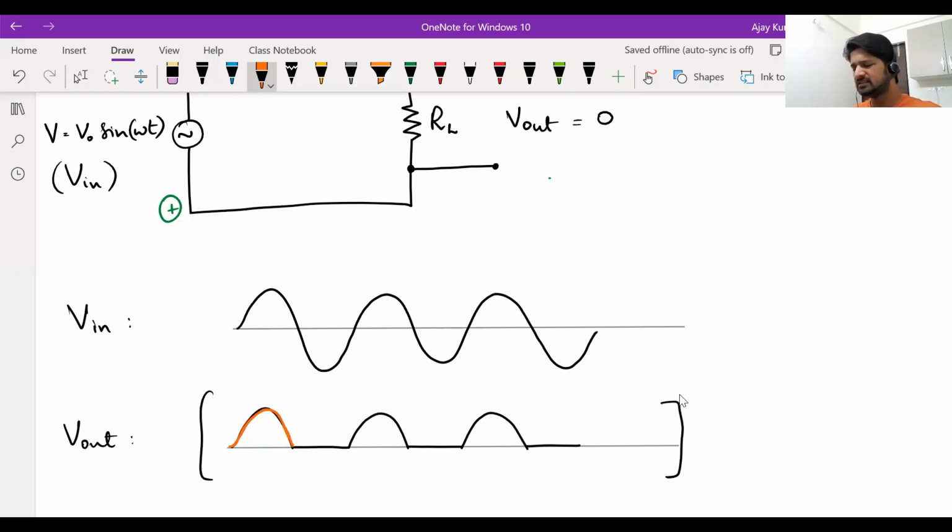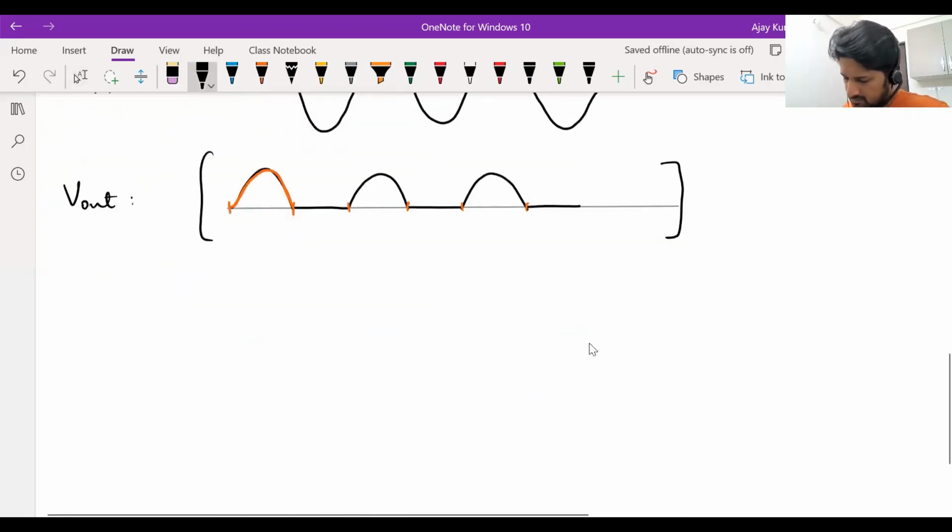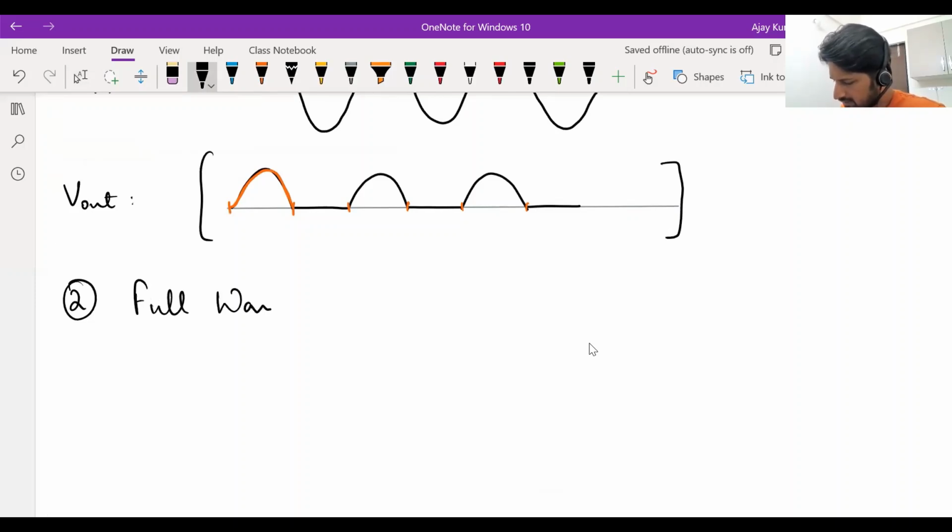So basically, in this kind of rectification, in half wave rectification, the problem is that you are not always supplying energy to the device. You'll only be supplying energy for half of the time. The other half of the time you are supplying zero voltage, so that device will not work, obviously. Fine. The next kind of rectification is full wave rectification, in which the negative half cycle is also converted to positive half cycle. For this we use a simple circuit.